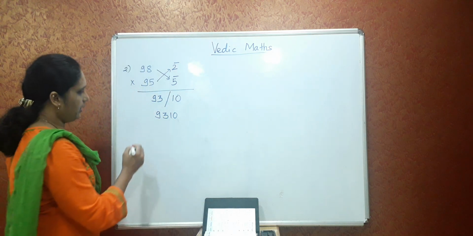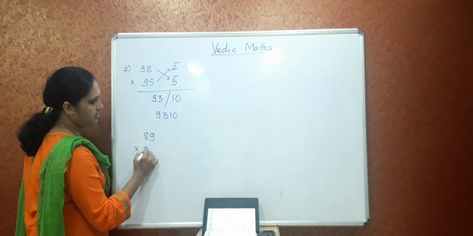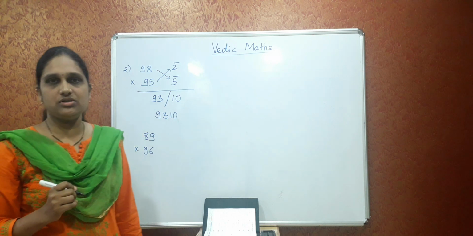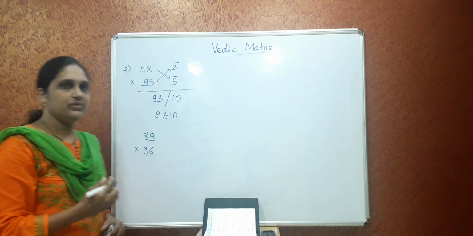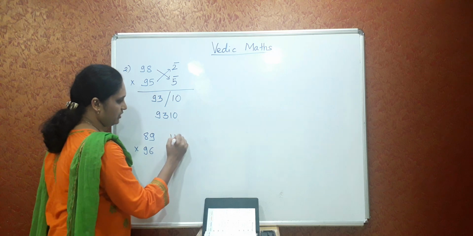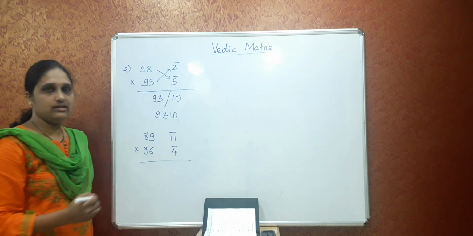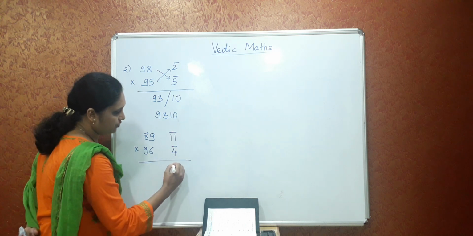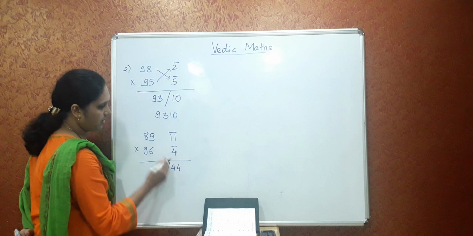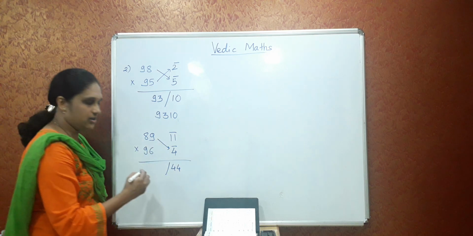89 into 96. We'll select these two numbers. Now fast, tell me the difference between 89 and 100. It's 11. So 11, and the other difference is 4. Now I think you can easily find it. 11 into 4 is 44, and this way subtraction, 89 minus 4, what is it?